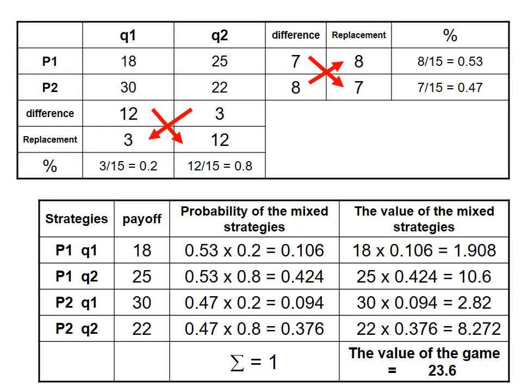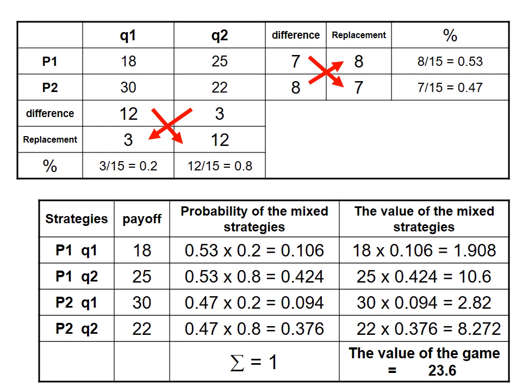The strategy B2 Q1, the probability equals 0.47 times 0.2, equal 0.094. The strategy B2 Q2, the probability of this strategy is 0.47 times 0.8, equal 0.376. The summation of this mixed strategy should be 1.